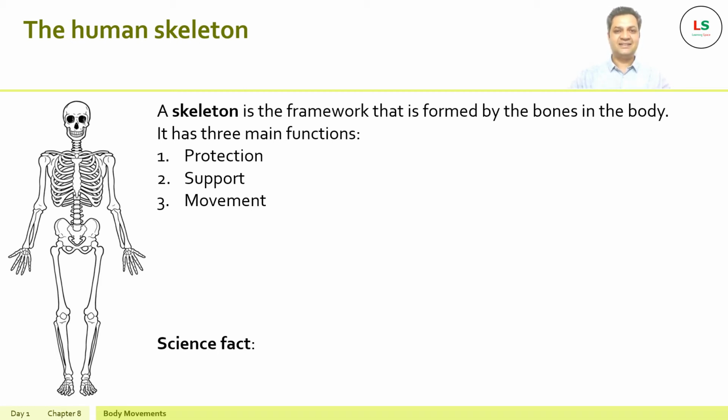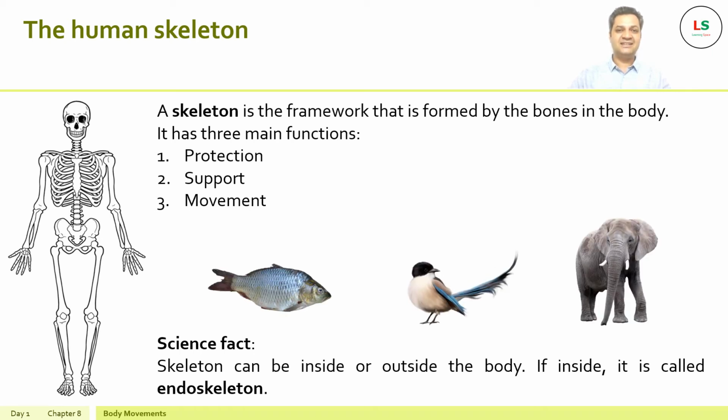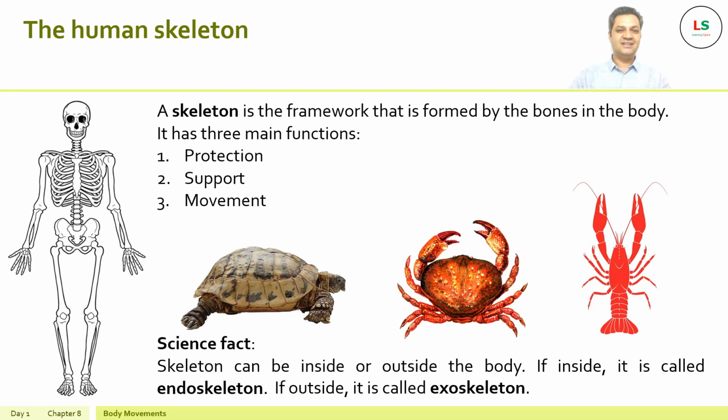Now a science fact. Skeleton can be inside or outside the body. If inside, it is called endoskeleton. We have examples like fish, bird, and elephant. If outside, it is called exoskeleton. Examples are tortoise, crab, and lobster.